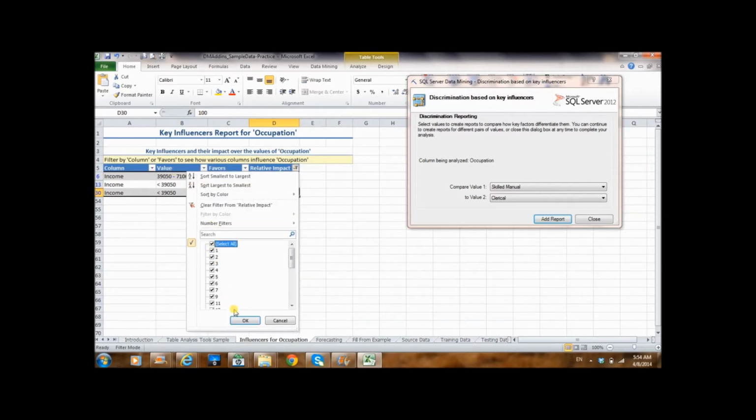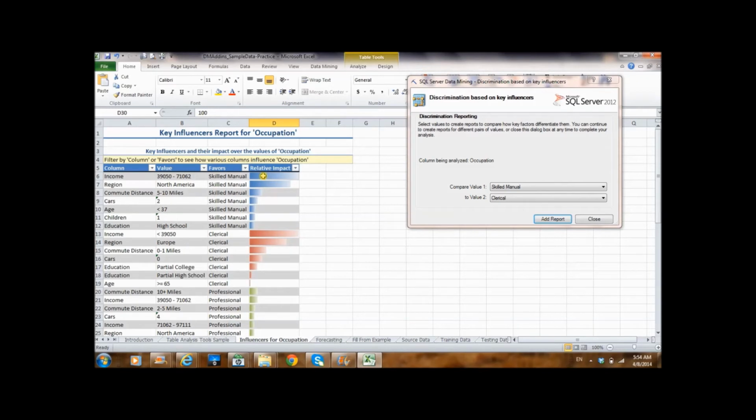What these numbers indicate is that they are only relative within each type of job here. Within skilled manual, income is the most determining factor, and education is the least determining factor. But if you really want to compare those two types of jobs, you can actually use a discrimination analysis. Okay, so let's take a look.